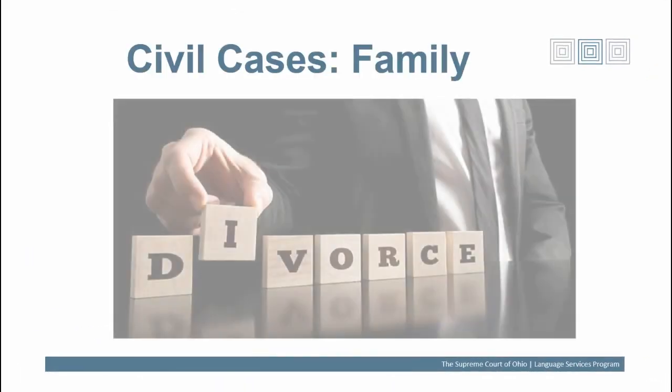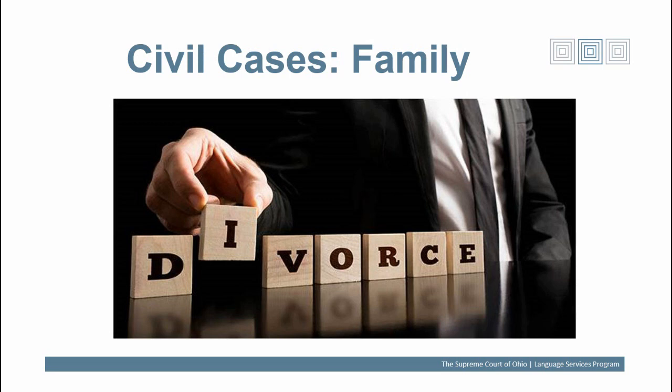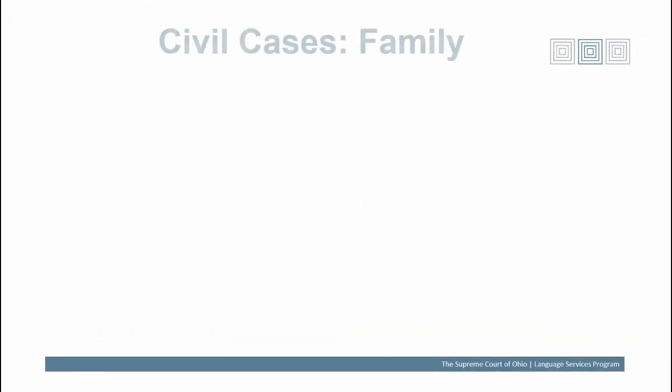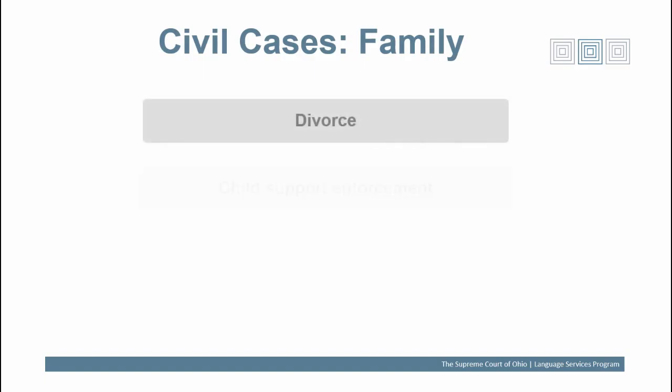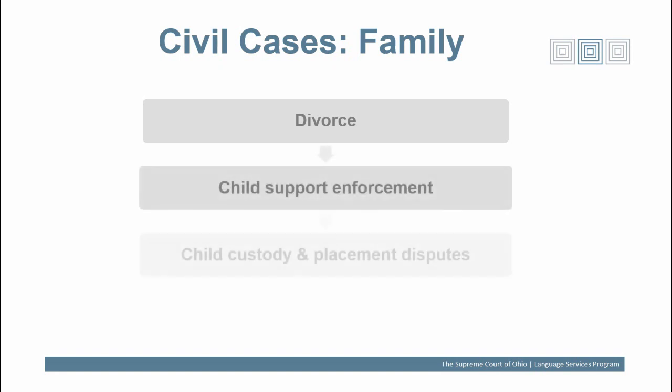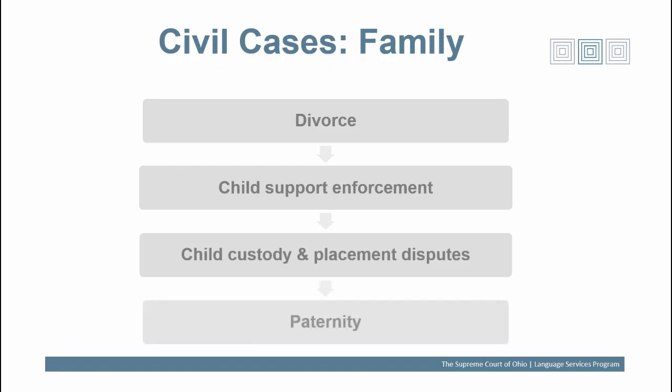Moving on, we can look specifically at family court cases, which involve some type of relationship between 2 or more people, as well as the care and guardianship of children and adults who are unable to care for themselves. The cases heard by family law courts vary greatly, but the most common revolve around the termination of a marriage or romantic relationship and child custody. When interpreting in family cases, interpreters can encounter the following terms: divorce, child support enforcement, child custody and placement disputes, paternity.